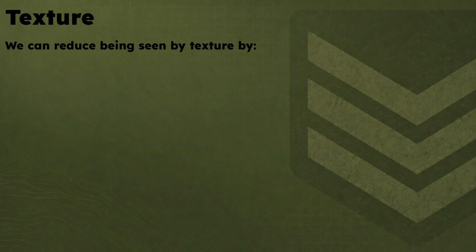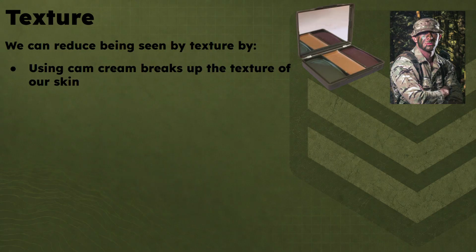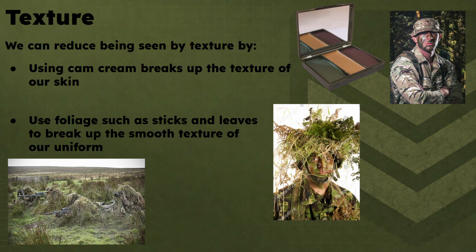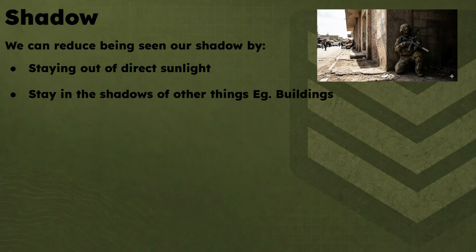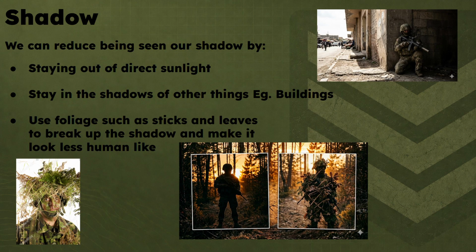Texture. We can reduce being seen by texture by using cam cream to break up the texture of our skin, or use foliage such as sticks and leaves to break up the smooth texture of our uniform. We can reduce being seen by our shadow by staying out of direct sunlight, stay in the shadows of other things, for example buildings, and use foliage such as sticks and leaves to break up the shadow and make it look less human-like.